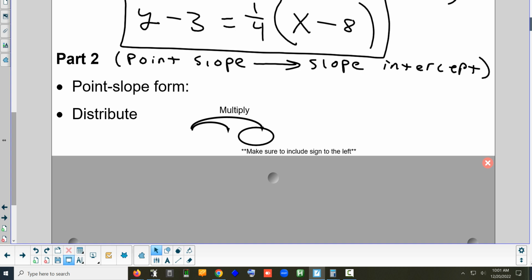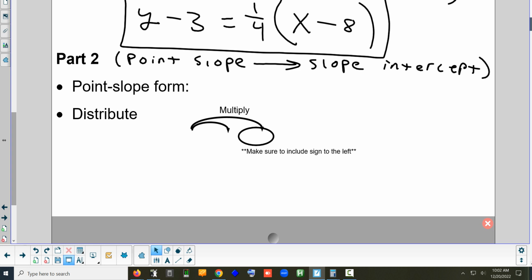But what did we say is supposed to be alone on the left when we do slope intercept? Yep. You're supposed to have the y by itself. You're not supposed to have plus or minus a number. So the next part is to get rid of that number. In this case, it's a minus 3.